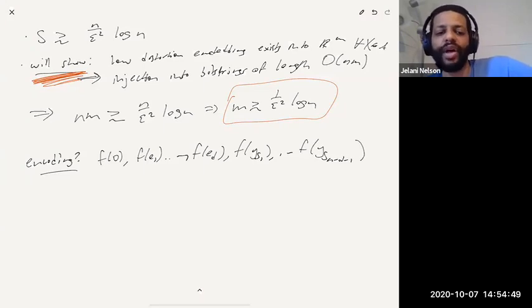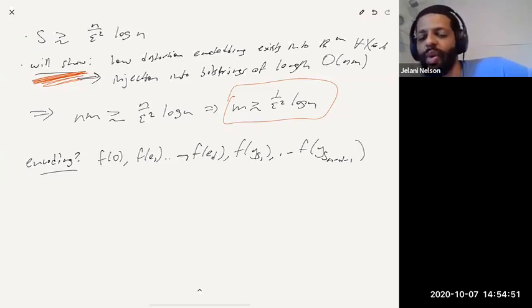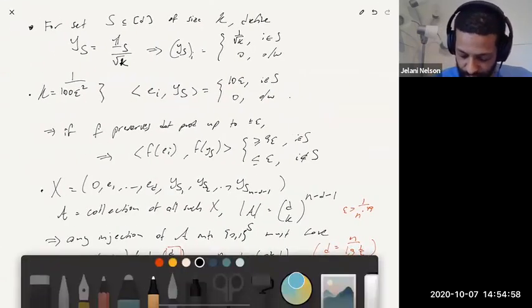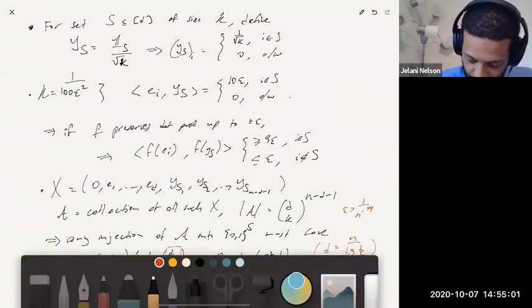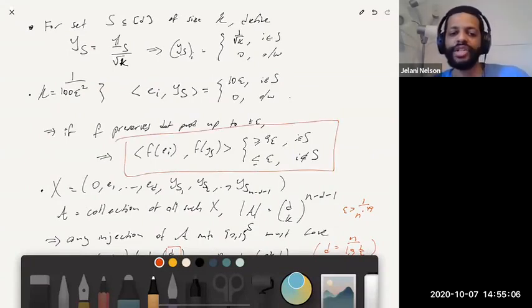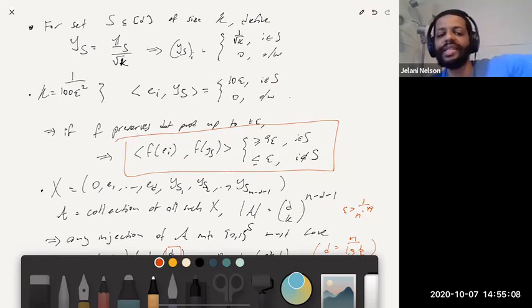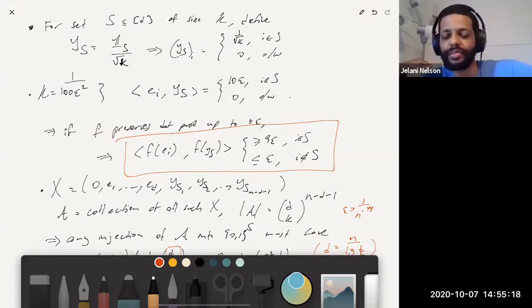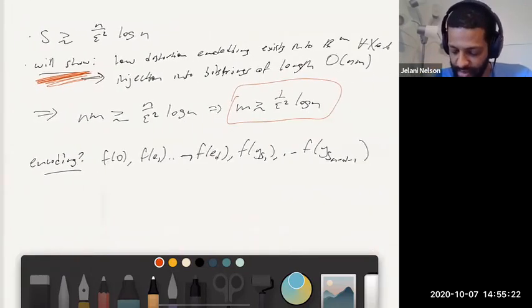Well, first of all, I know what all the eis are. What I don't know are the ys's. I don't know what the S's are. But I claim that if I have all these fs, I can recover the S's because of this. I can just take all the dot products between the eis and the ys's. Whenever a dot product is bigger than 9 epsilon, I know that means i is in S. Whenever it's less than epsilon, I know that means i is not in S. So I can recover every single S just via the information from these dot products.